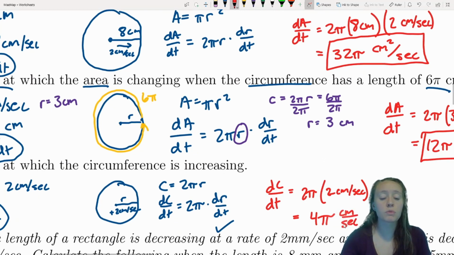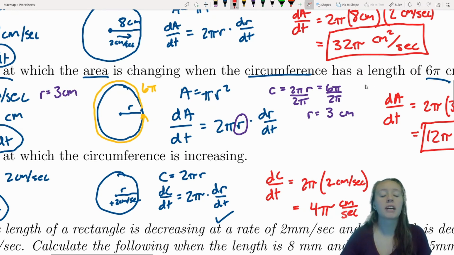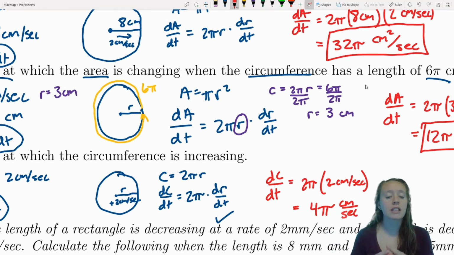And notice that this was a different label than up above, because up above I was finding area, and circumference is just some length. So it makes sense that I have centimeters as opposed to centimeters squared, and it's the length per time, so centimeters per second.